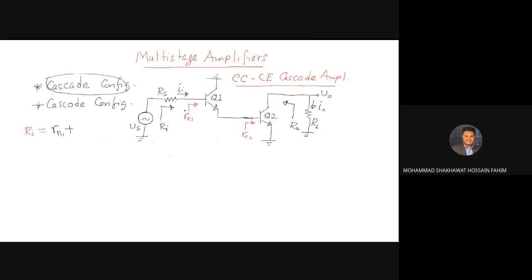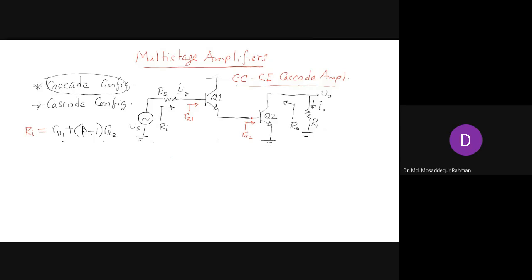So won't there be a factor beta plus 1 times R pi 2 or something like this? Right. Since we are looking from the base of Q1 and R pi 2 is on the emitter side of Q1, it will get multiplied by beta plus 1 times R pi 2. Right?